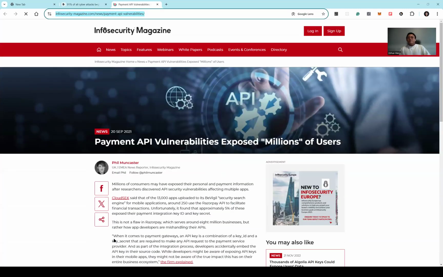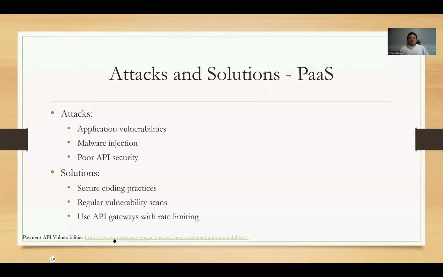Attackers exploited an API vulnerability to get access to sensitive user data in a popular payment gateway. To counteract these threats, developers must follow secure coding practices and conduct regular vulnerability scans. Using an API gateway with rate limiting and monitoring can significantly reduce risks.